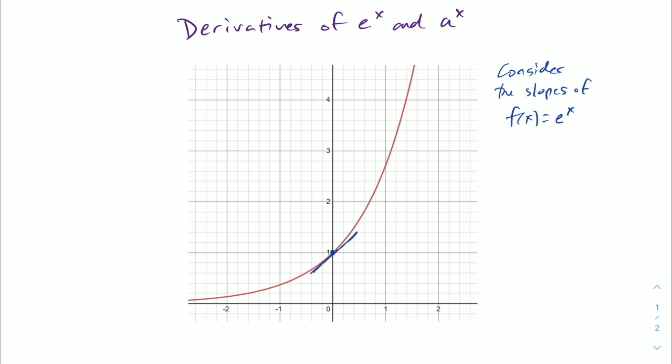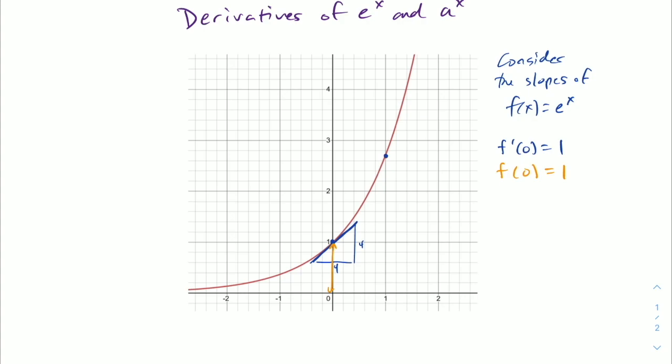If you draw a little tangent line, the rise over run, it's like 4 little boxes over 4 little boxes, is 1. So f prime of 0 equals 1. You'll notice that the function also outputs 1 at 0. This height is 1. So f of 0 is 1.